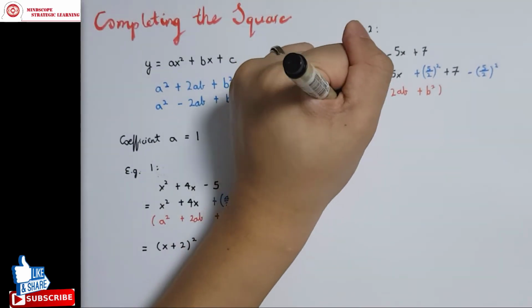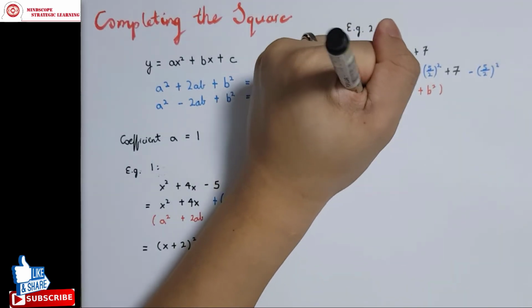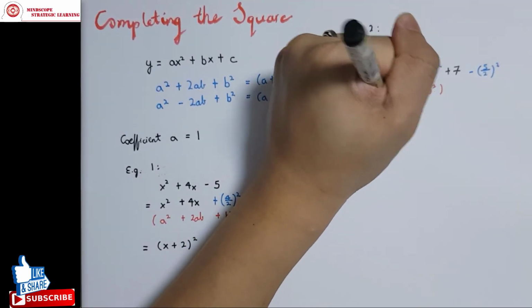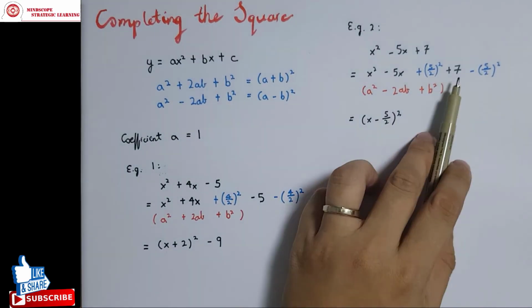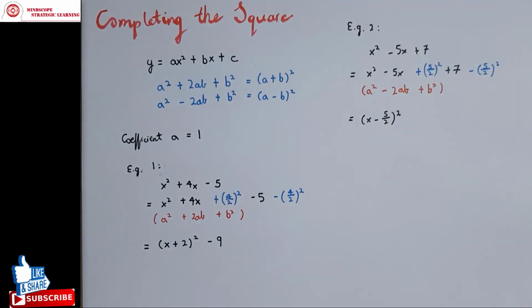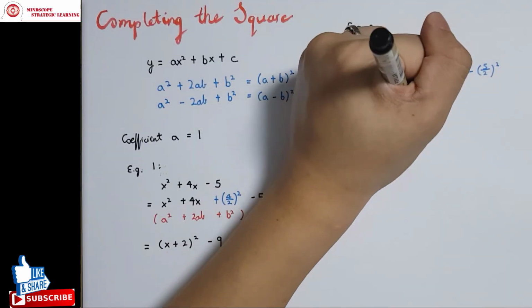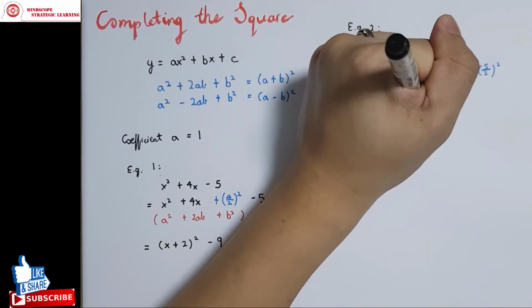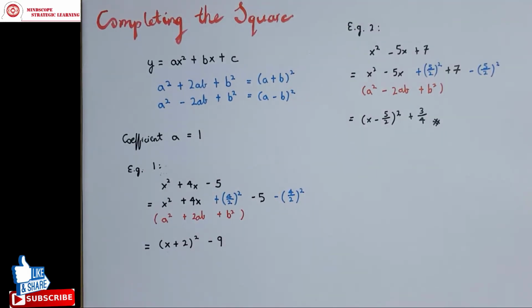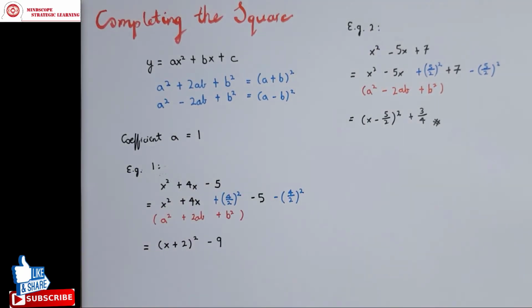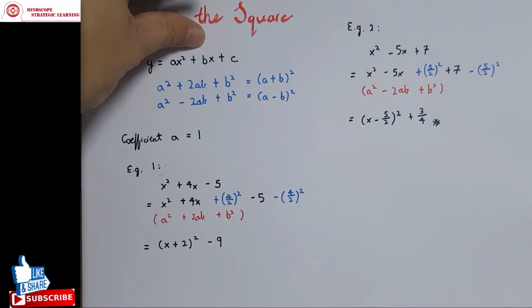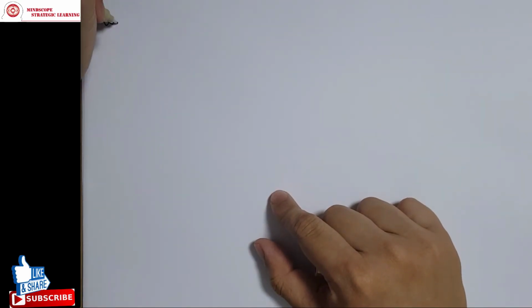Now then, this is equal to (x minus 5 over 2) bracketed square. And then we can compute plus 7 minus (5 over 2) squared, and that will give us positive 3 over 4 on the calculator. Okay, now these are two examples for when the coefficient of the x squared term is 1. Next, what happens when the coefficient is not 1?